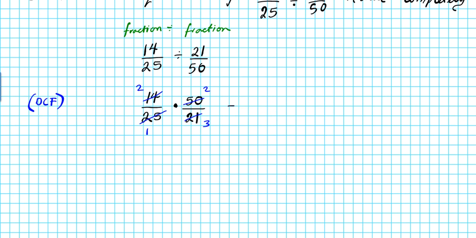So now we can multiply horizontally. We have 2 times 2 divided by 1 times 3, and that gives us the final result of 4 over 3. This can be written as a mixed number. 3 goes into 4 once, remainder 1. 1 and 1/3. Alright, let's take a look at one last example.